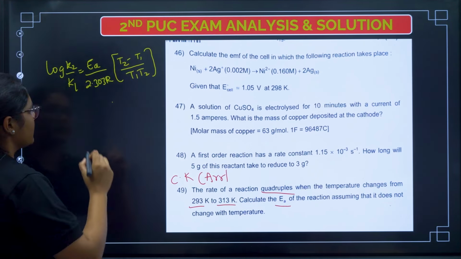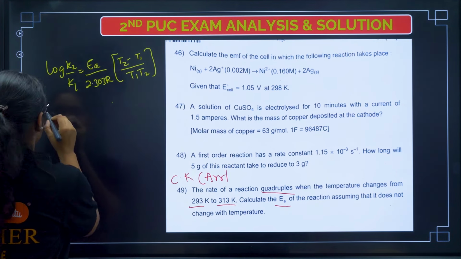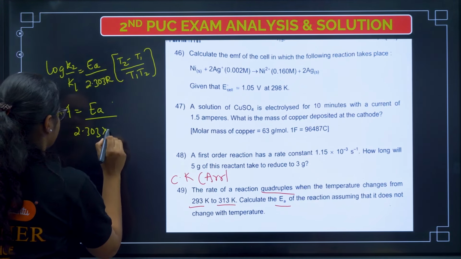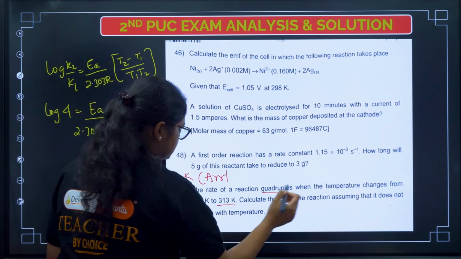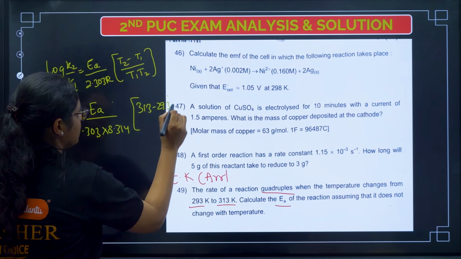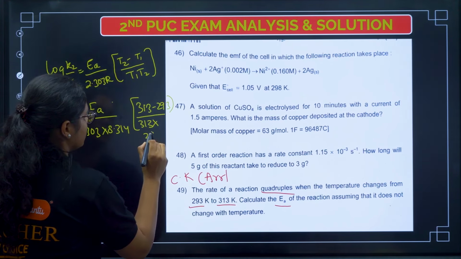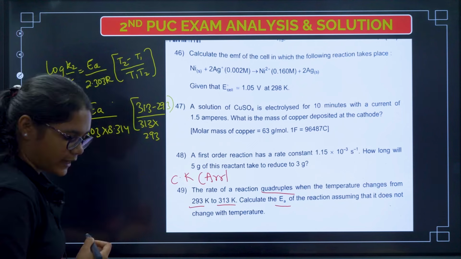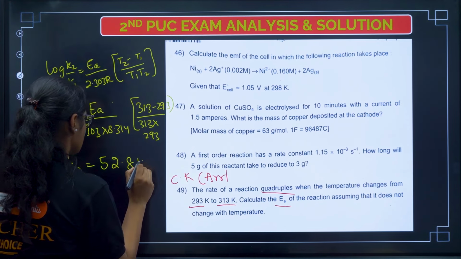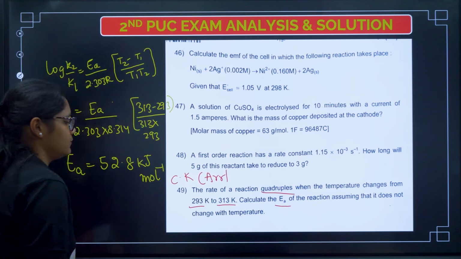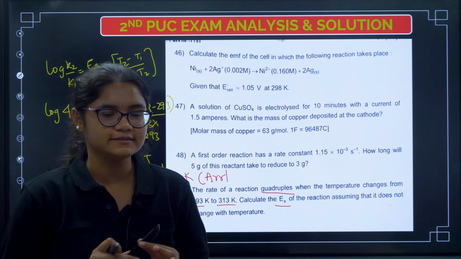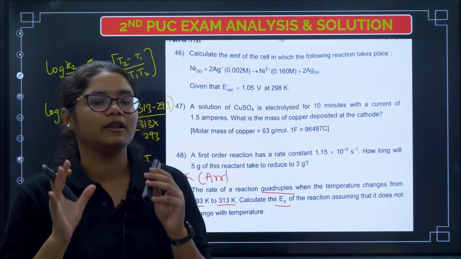So let us substitute. Quadruples means K2 by K1 ratio will become 4. So I can write log 4 is equal to EA by 2.303 into 8.314, into T2 is 313 minus T1 is 293, divided by 313 into 293. You have to just substitute these values and calculate it. If you calculate, you will get the answer as 52.8 kilojoule per mole. So these are the answers for all the numerical questions, and the subjective questions we have already discussed. Please check your answers, and I hope you all have done very well in the exam.